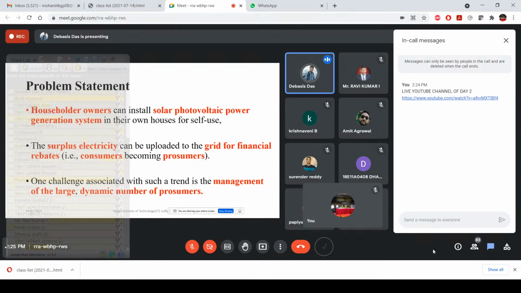So this is our problem statement. The household owner can install a solar photovoltaic power generation system in their own house for self use, and surplus electricity can be uploaded. Surplus means basically extra. It is uploaded to the grid for a financial rebate.